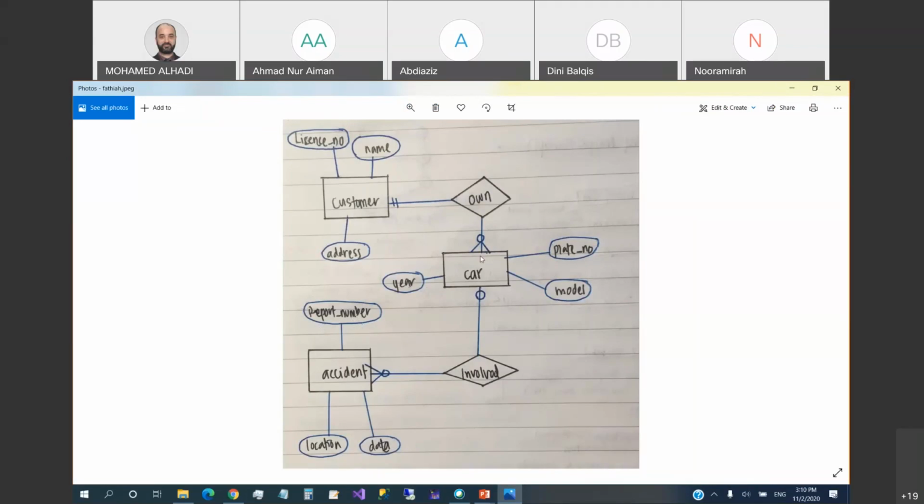Then here, this one is an identifying relation. The relation is one to many. So maybe one customer has one car or more, or it's optional. And you forgot to put the relation of the policy holder.